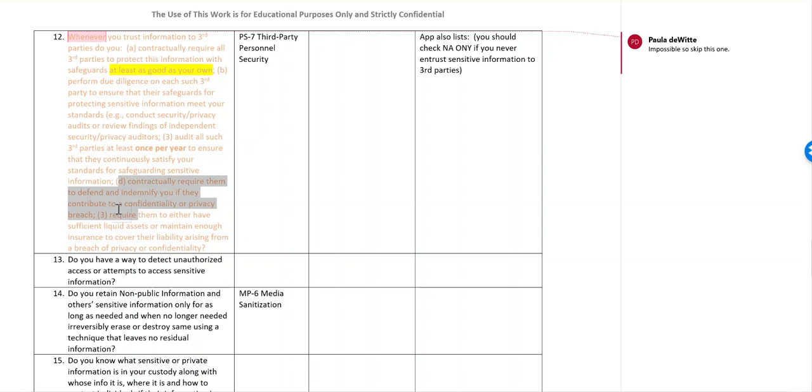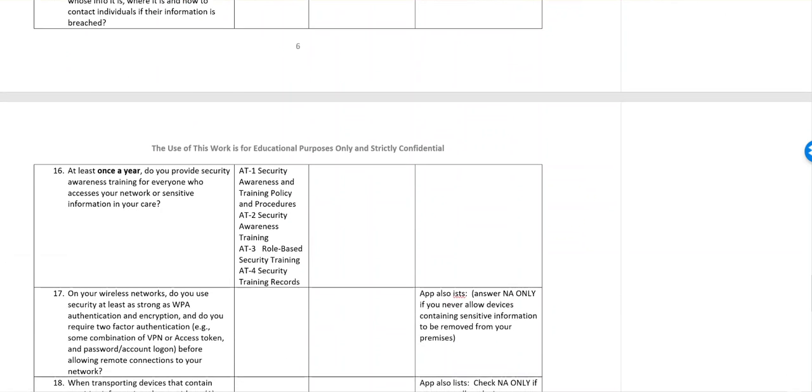I'm looking right here. Require them to defend and stand in for you, take the liability, contractually require that. Well, let me tell you how lawsuits work. You may contractually obligate them for that, and it says if they contribute to the data breach or privacy breach, well, what if a court finds that you also contributed? Okay? So again, I want you to spend some time, go through here, look through.